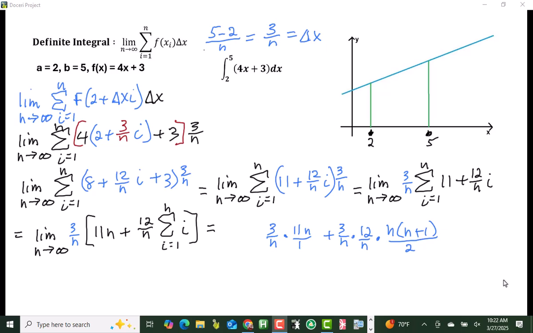Well, before that, I can do this. I can start canceling stuff. So over here on the left, I'm seeing 3 times 11 over 1. So that's going to be 33. Over here on the right, I'm seeing 3 times 6 times n plus 1, and on the bottom on the right is 2n. So let me clean things up a little bit. All that, don't forget, is a limit.